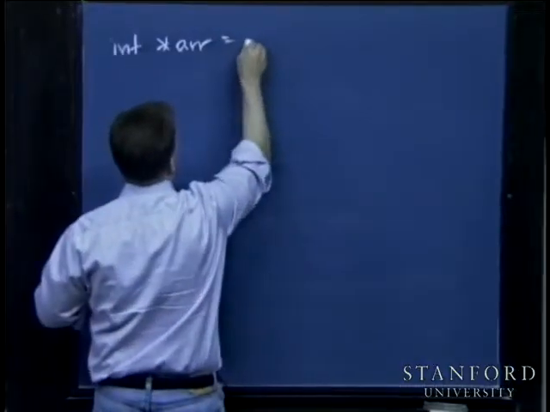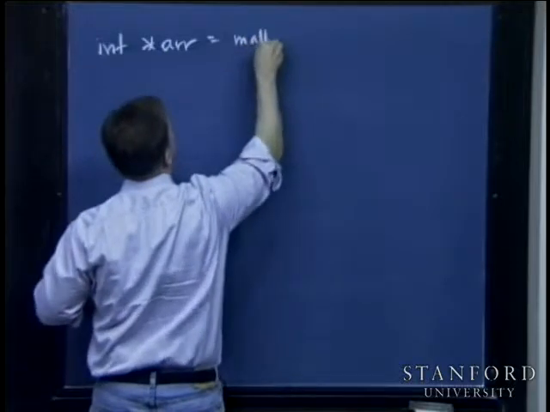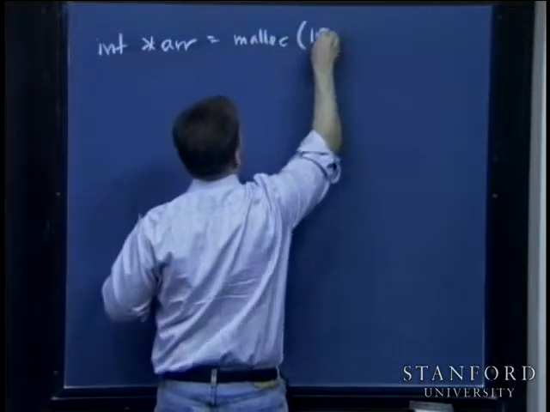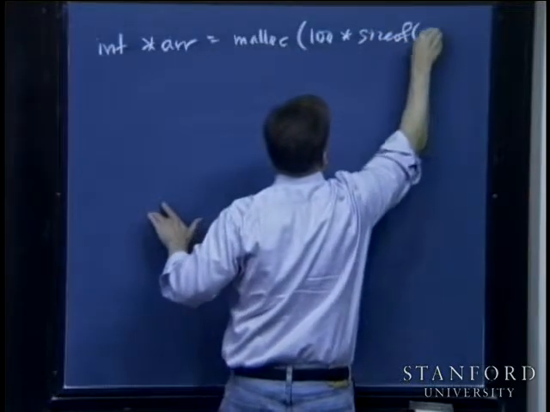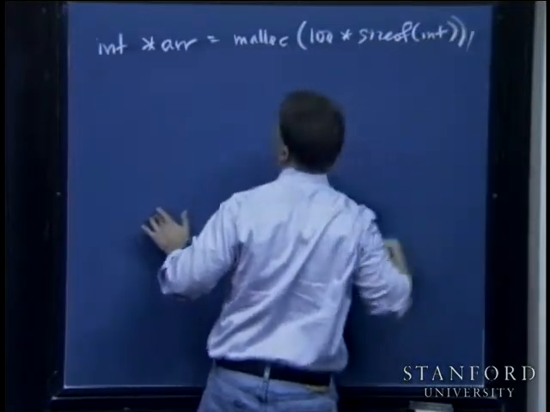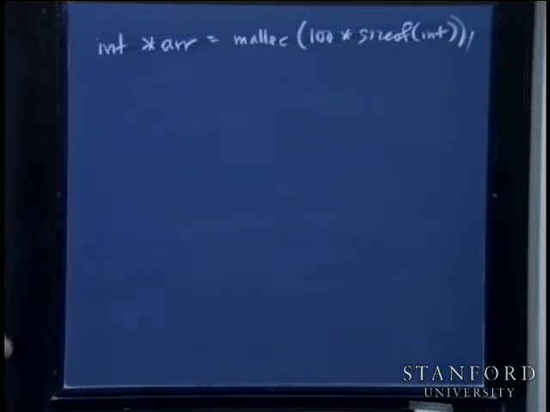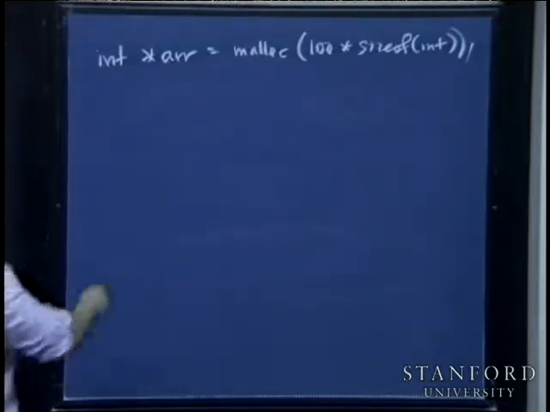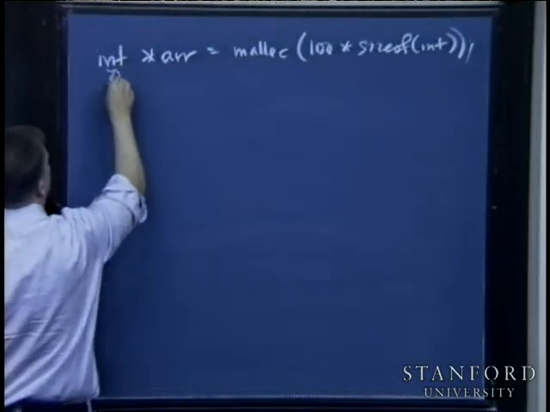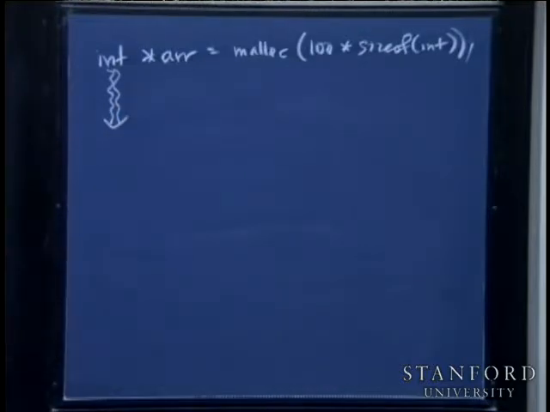Array of is equal to malloc 100 times size of int. So this is a legitimately allocated block of 100 arrays. You know that you're going to get either 404 or 408 bytes, just a little bit more. And then you go ahead and you populate the array, and you realize that you don't need all the space. Maybe you only need to use 60 of the integers, and you've recorded that in some other variable.